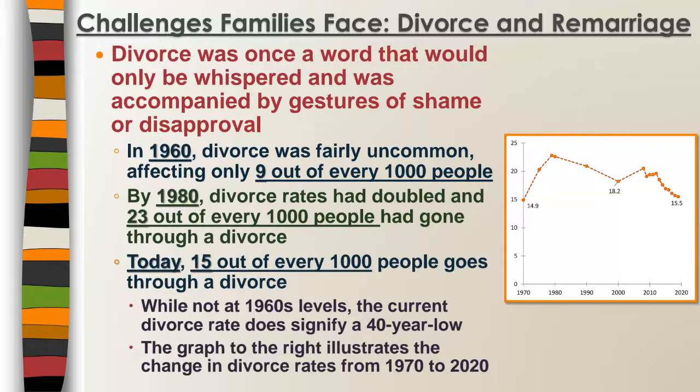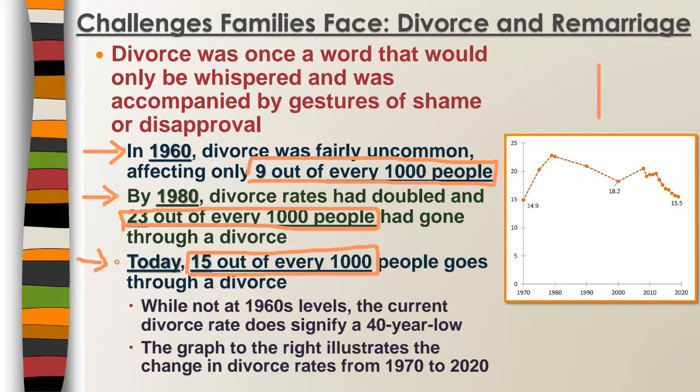Back in 1960, only 9 out of every 1,000 people was divorced in our country. Compare that to 1980, when divorce rates had doubled, where 23 out of 1,000 people had gone through divorce. Now, the divorce rate in our country has gone down since 1980. Today, about 15 out of every 1,000 people has been through a divorce. So even though we're not quite at the 1960s level of 9 out of 1,000, our current divorce rate in the U.S. is at a 40-year low.